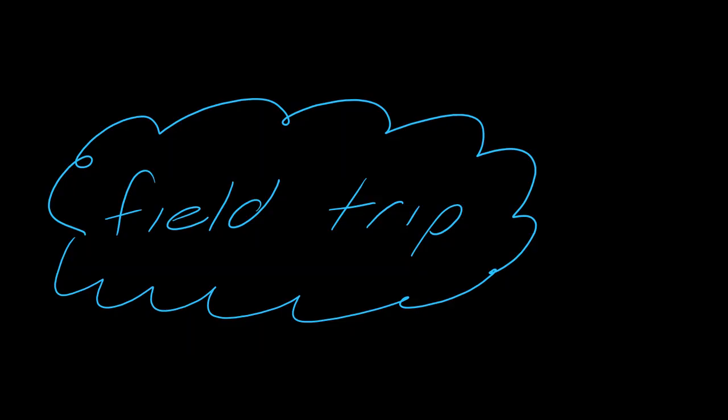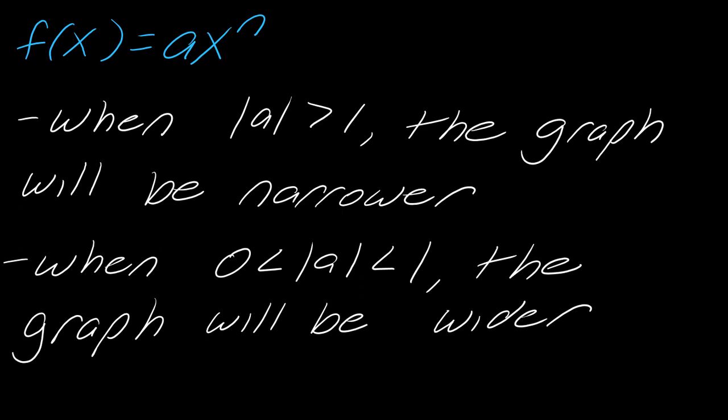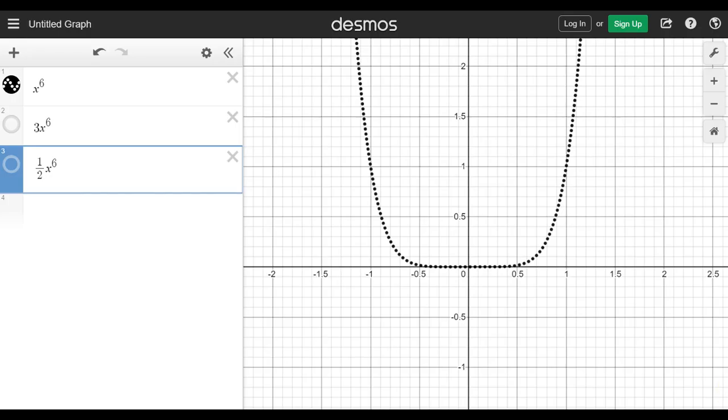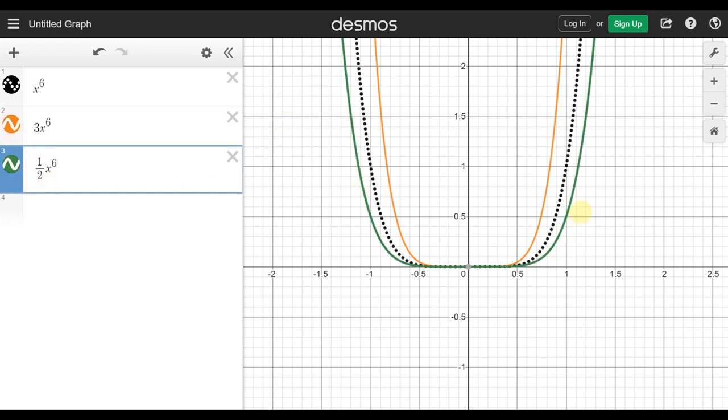Now that we've examined some of the basic shapes of those graphs, let's talk about different ways that we can manipulate them. If I multiply any one of those graphs by some number a, what happens? If the absolute value of a is greater than 1, then the graph ends up being narrower. When it's between 0 and 1, then the graph will be wider. Let's quickly examine what that means. Here's x to the 6th, and 3x to the 6th. Notice how the 3 makes this graph narrower, and 1/2 makes it wider.